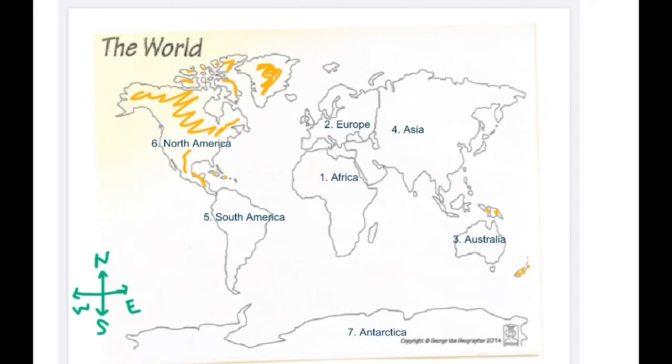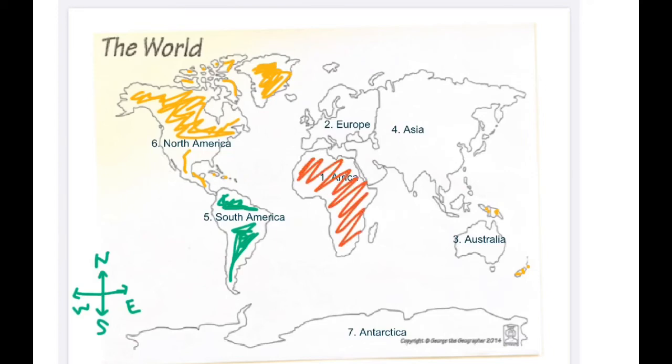Now I'm going to change colors. We'll go green. And I'm going to make South America green. And you can choose any colors you want, but this is just to help you separate it a little bit. Okay, next we'll do red, and let's do Africa in red. Oops, I probably shouldn't trace over the name, huh? Sorry. We'll do Africa in red. And this little piece right here is a part of Africa.